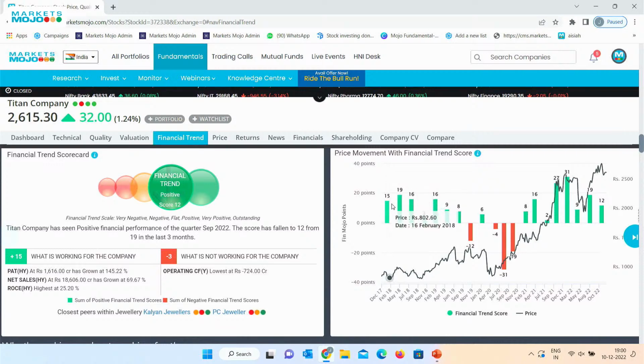Starting from December 17, the CFT score was positive. It slightly turned negative. The company saw some downward trend, but now it's moving upwards as the CFT score has been increasing. Okay, so only one thing is that from 19 over the last quarter, it's fallen to 12. But if you give an overall opinion on the financials of the company, it has seen positive financial trend scores over the past 1, 2, 3, 4, 5 quarters. It's actually seen some positive performance.